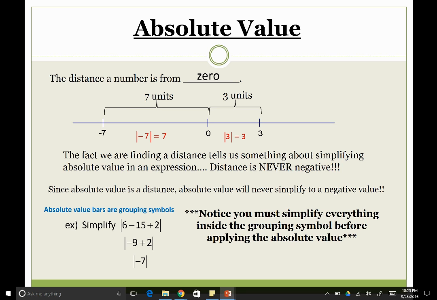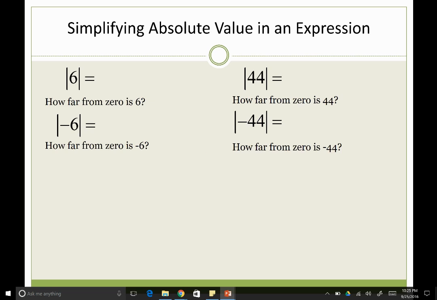Now at this point, I have simplified inside the absolute value bars, so now I can simplify the expression. But to do that, we have to know what this expression is saying to us. What this expression is asking is how far from 0 is -7? Well, we saw above that what we're really asking for is the distance from 0, and that distance is always positive, so the answer is 7. All right, so that's absolute value when we're working with it in an expression, right? But what about when we start dealing with an equation?